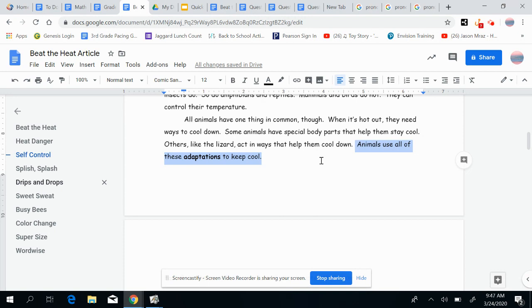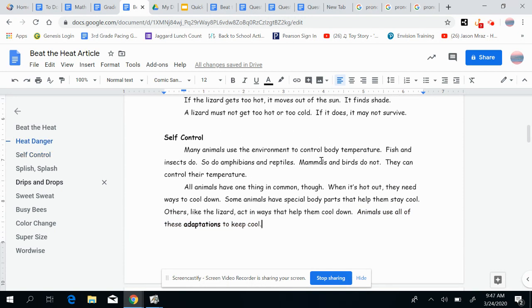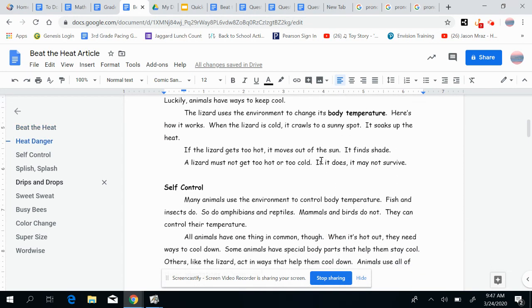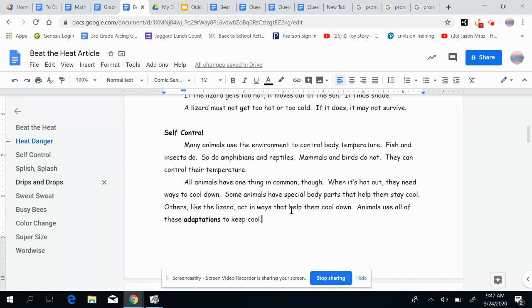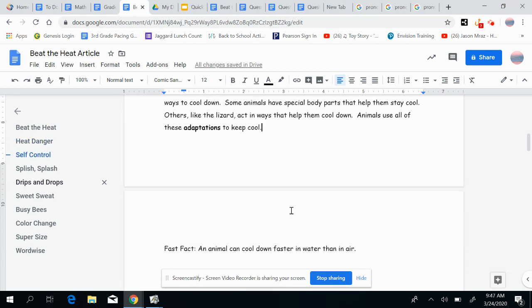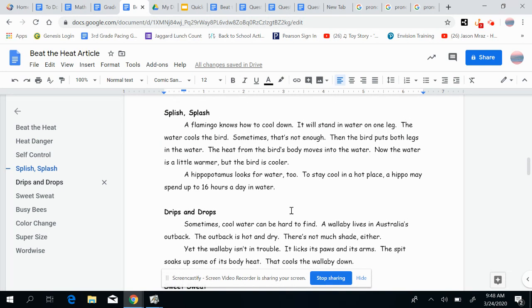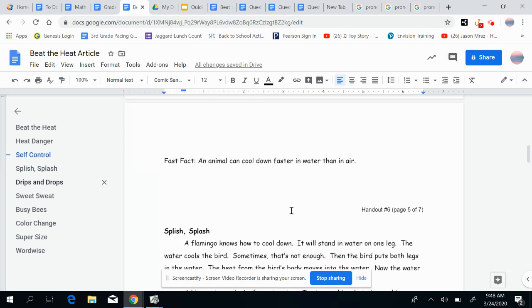So I feel like this article is going to mostly be about different animals and the adaptations they have to keep themselves cool in the hot sun. That's my thinking. Okay, I'm going to maybe read 2 more paragraphs and then I'll stop and you'll read the rest on your own.